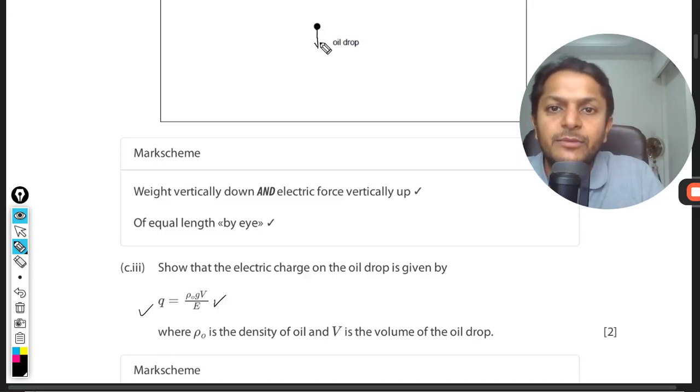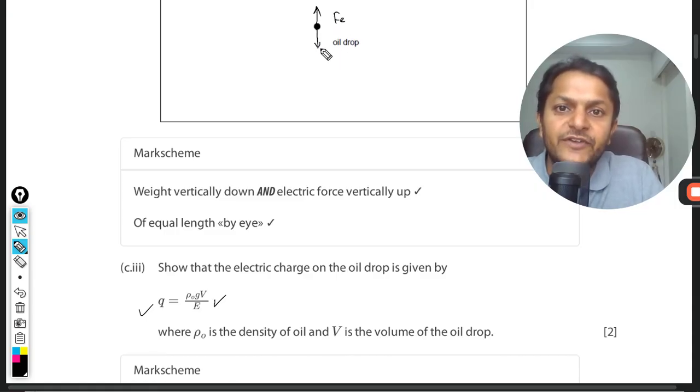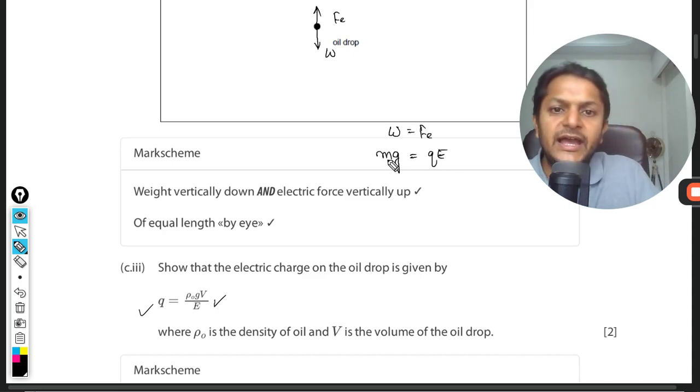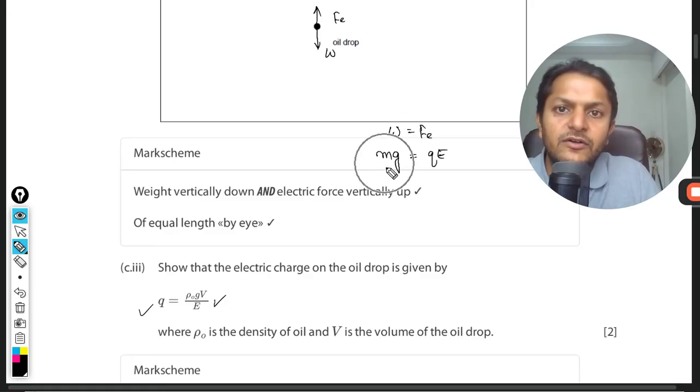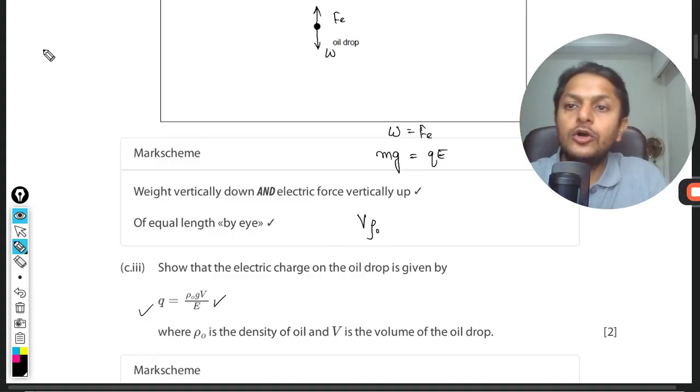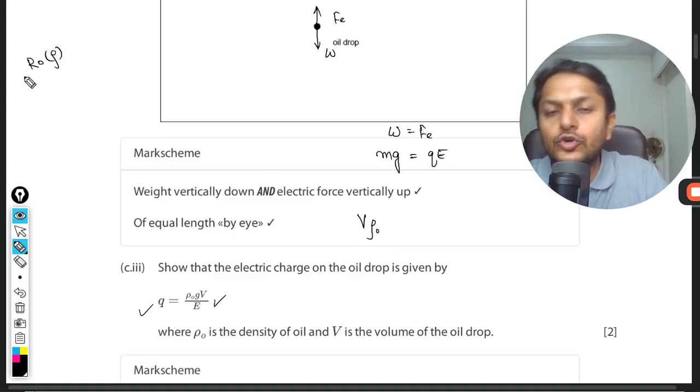In the diagram here, we are drawing the upward force and the downward force equal in magnitude. This is Fe and this is the weight, and they will be equal to each other. Weight is m into g, and Fe is the electrostatic force, which is given by q into E, and the mass m will be the volume of the drop times the density of the oil. This symbol is rho, and it is usually used to show density.